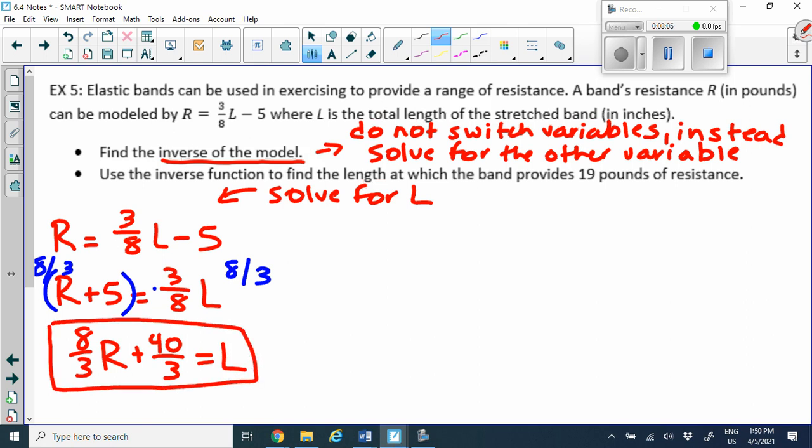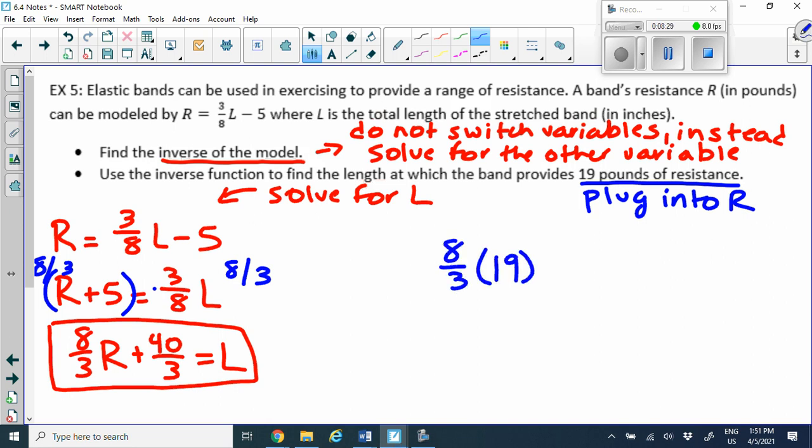Okay. Now the second part says use your inverse function to find the length at which the band provides 19 pounds of resistance. So where are we going to plug that 19 pounds? Well, that's going to be plugged into R. So I have my 8/3 times 19 plus 40 over 3 equals L. And we can use our calculator to do this if we need to.